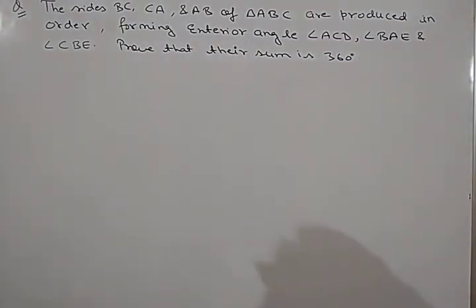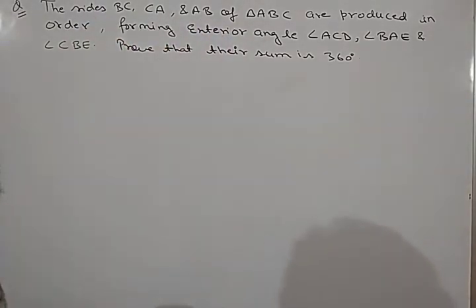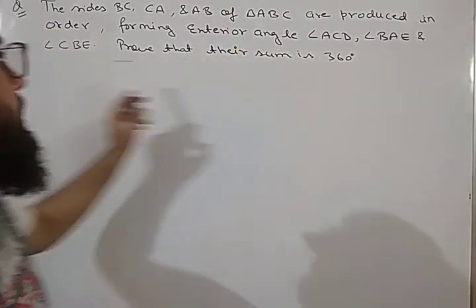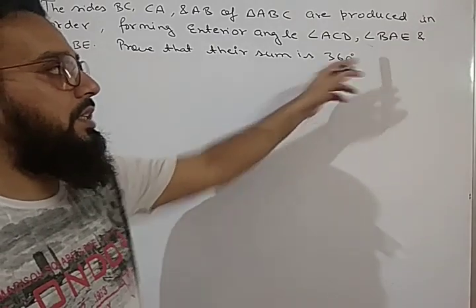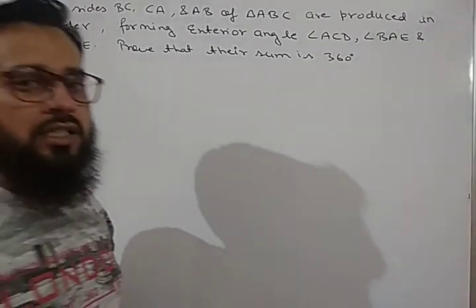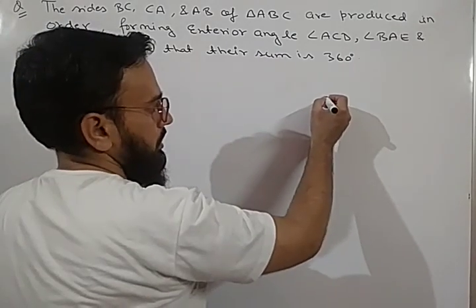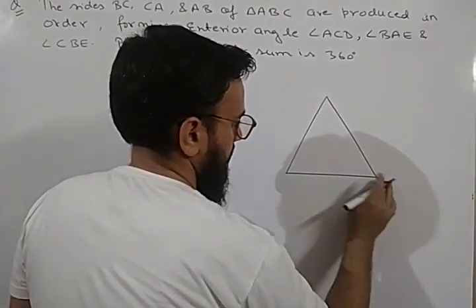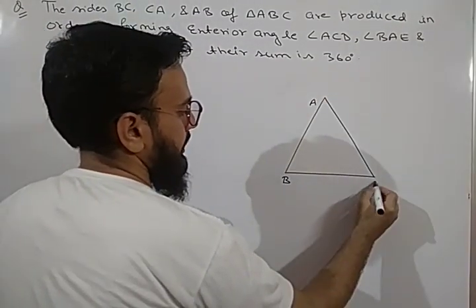So this is our question. The sides BC, CA and AB of a triangle ABC are produced in order forming exterior angles ACD, BAE and CBE. Prove that their sum is 360, meaning the sum of these three angles is 360. This is what we have to prove. So first we have to draw the figure. Let us consider a triangle ABC, with vertices A, B and C.